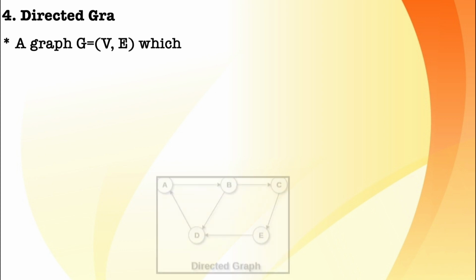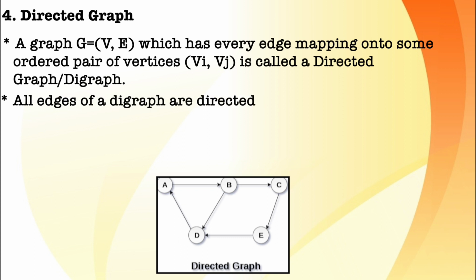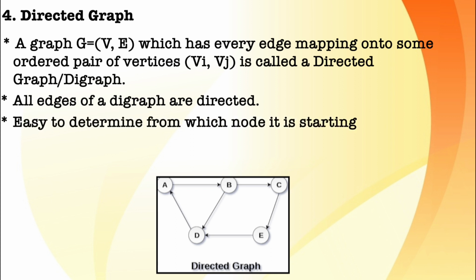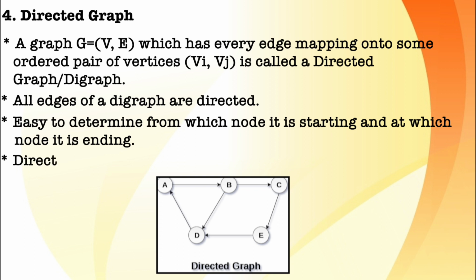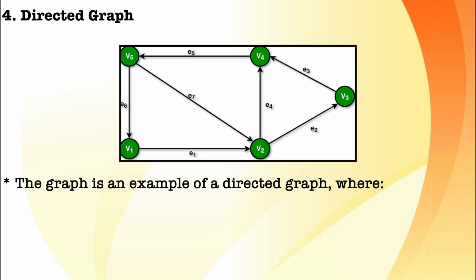Directed graph. A graph G equal to (V, E) which has every edge mapping onto some ordered pair of vertices (Vi, Vj) is called a directed graph or digraph. All edges of a digraph are directed, or have a defined direction. By directed edges, it is easy to determine from which node an edge is starting and at which node it is ending. A directed edge has an orientation, has an arrowhead. The graph is an example of a directed graph.